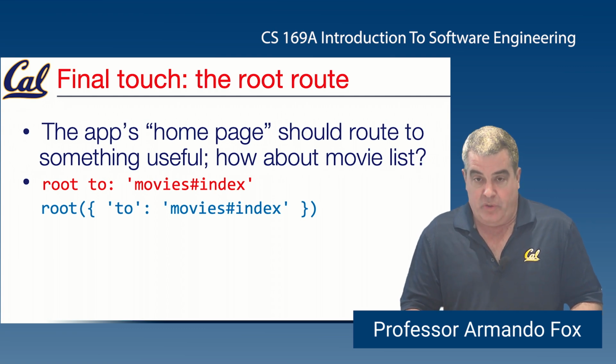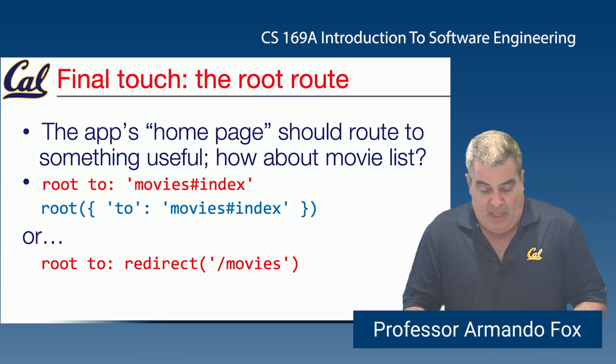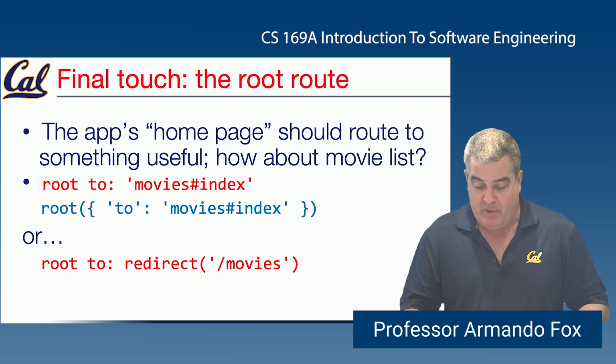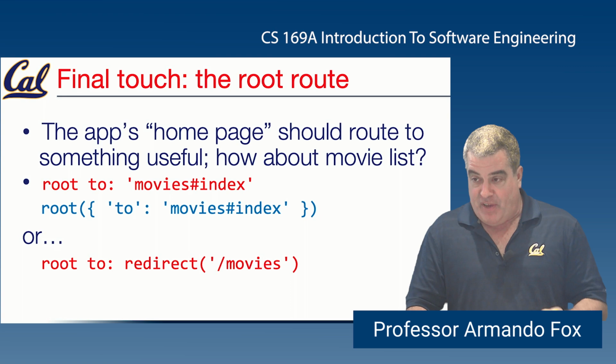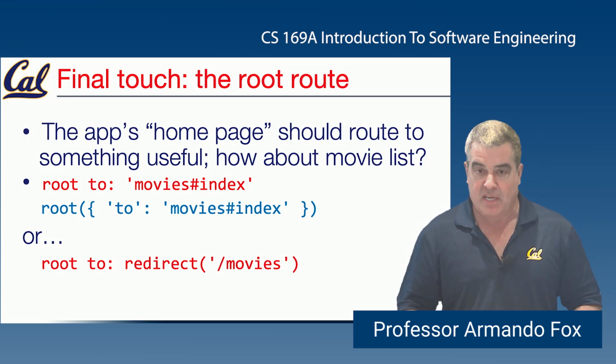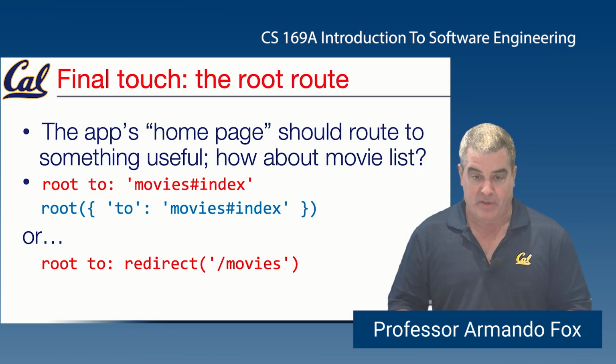Another thing we could do, though, using our new friend, the redirect, is we could say that the root route should redirect to /movies, which is, as you remember, the list of all movies. The effects of this look like they're the same, and they're actually very similar, but they're not identical. So let's take a look at what the difference is and why it matters.